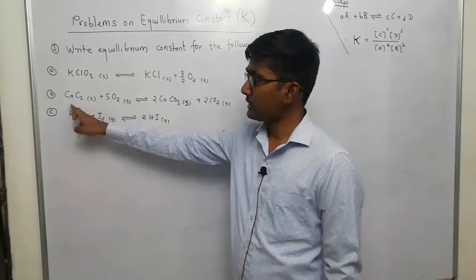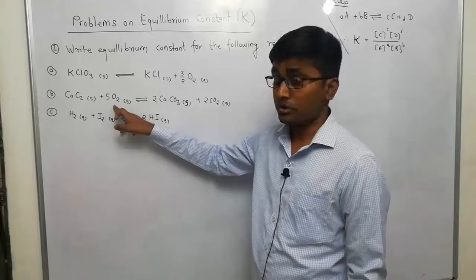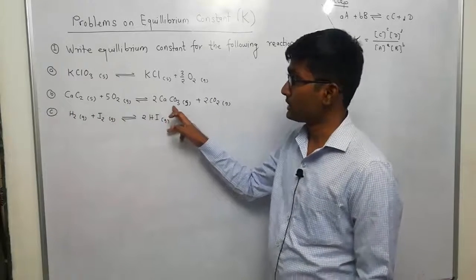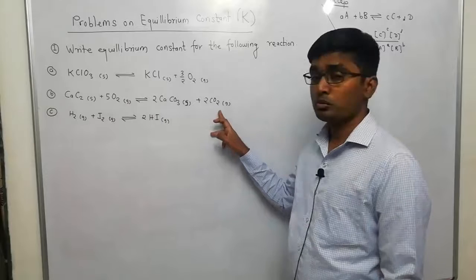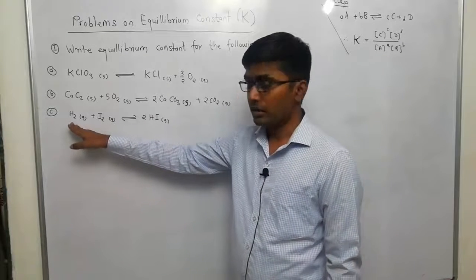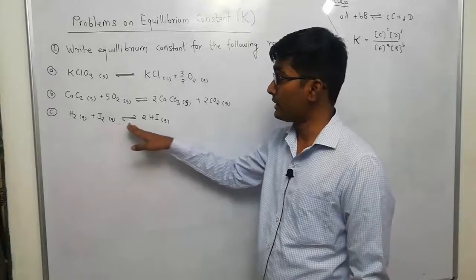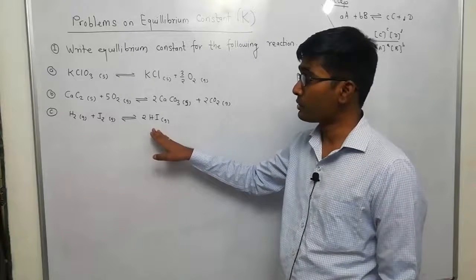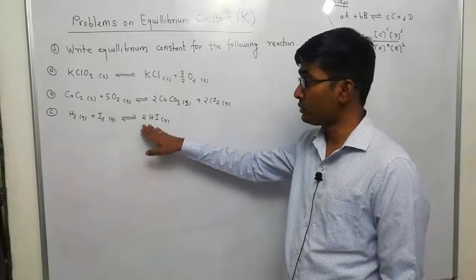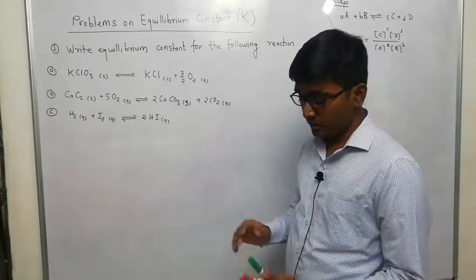In the second case, calcium carbide CaC2, a solid, reacts with oxygen and produces calcium carbonate and two molecules of CO2. The last reaction is hydrogen reacting with iodine to produce 2 HI, hydroiodic acid. Okay. Now let us write the equilibrium constant for these reactions.